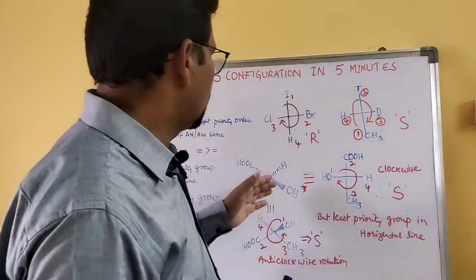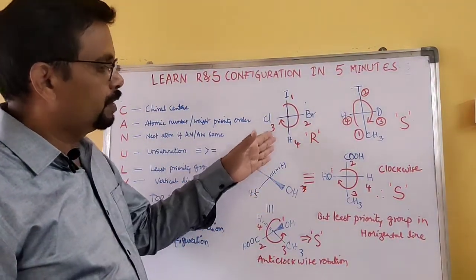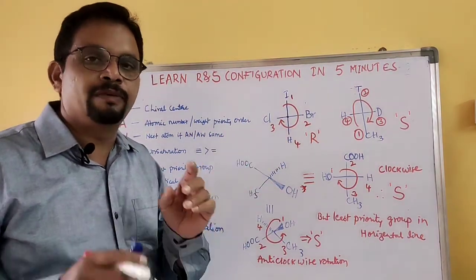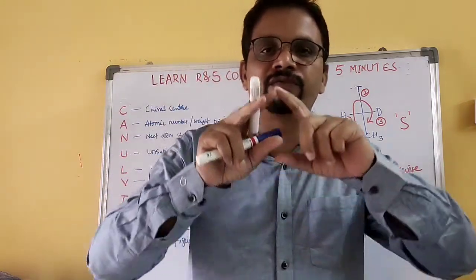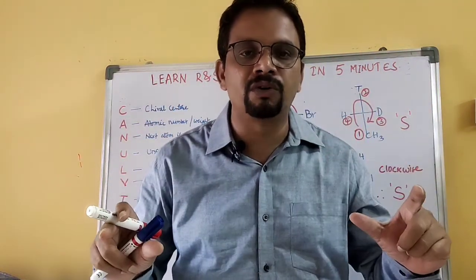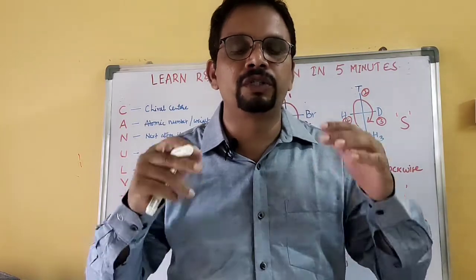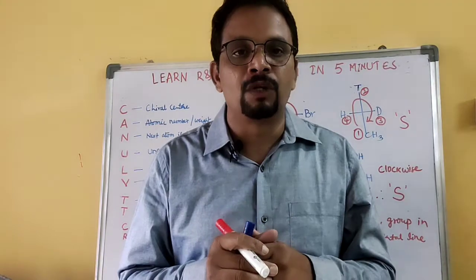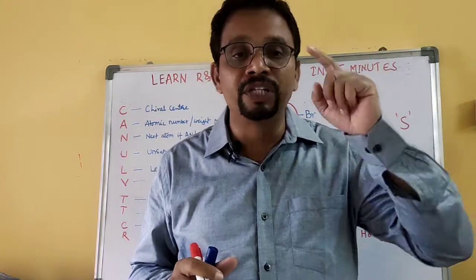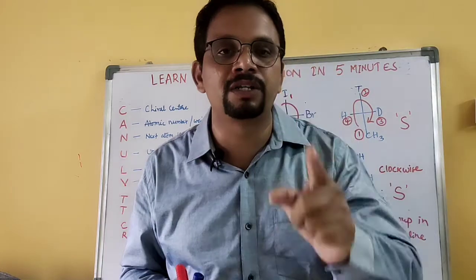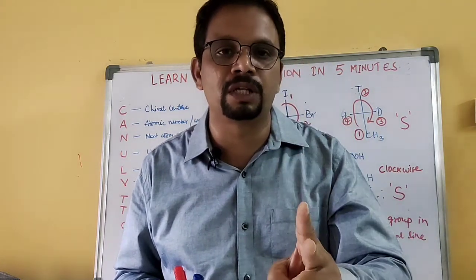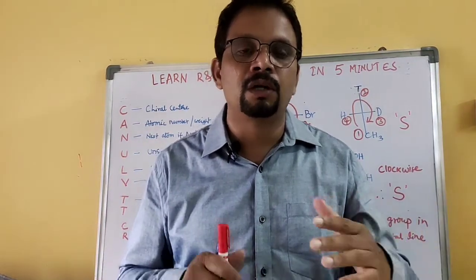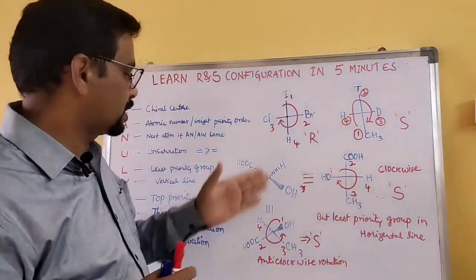Okay, so whatever number of chiral centers there are in that molecule, it may be 2 or 3 or 4 or 5, for every chiral center you need to identify the 4 different atoms or groups surrounding it, and you should first give priority order for those 4 groups. Then for clockwise rotation, you need to remember whether the least priority group is in the horizontal or vertical position, and also whether the top priority group is in a thick line or a dotted line. Based on that you can assign RS configuration.